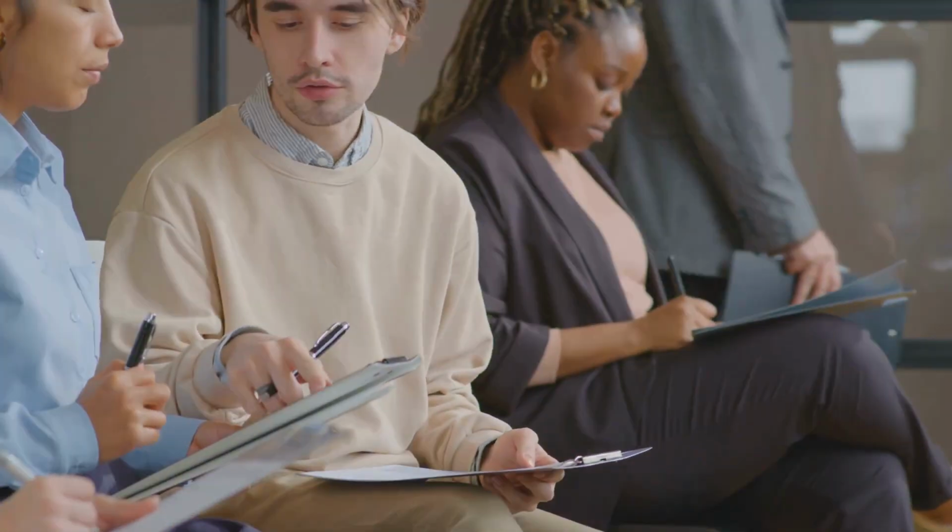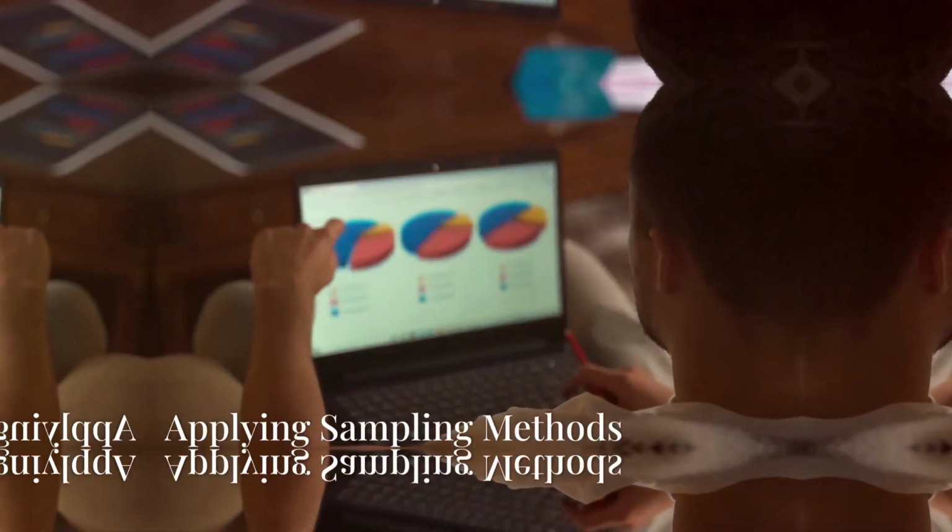However, non-probability sampling is more practical in exploratory research or when you need quick, cost-effective results. It's especially useful in qualitative research where deep insights are needed from specific groups.